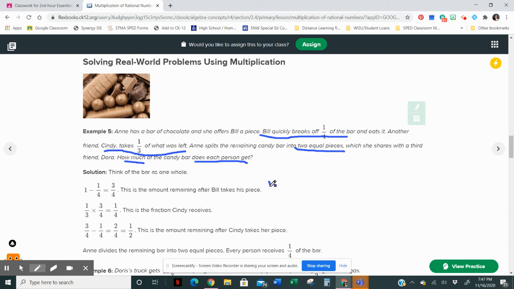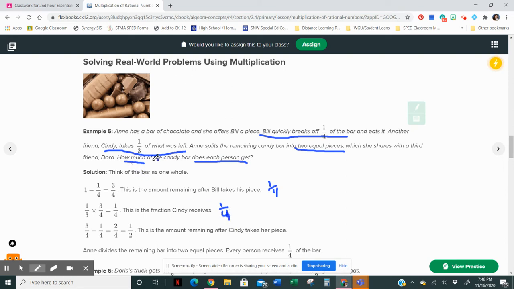So Bill had 1/4, Cindy had 1/4, so now we just need to figure out what is left. So if I start with that original 3/4 that was left, and I subtract the 1/4 of a piece that Cindy took, I'm left with 2/4 because 3 minus 1 is 2, and my fourths will stay the same. Well, 2/4 can be reduced down to 1/2. So 1/2 is the amount that is remaining after Cindy took her piece.